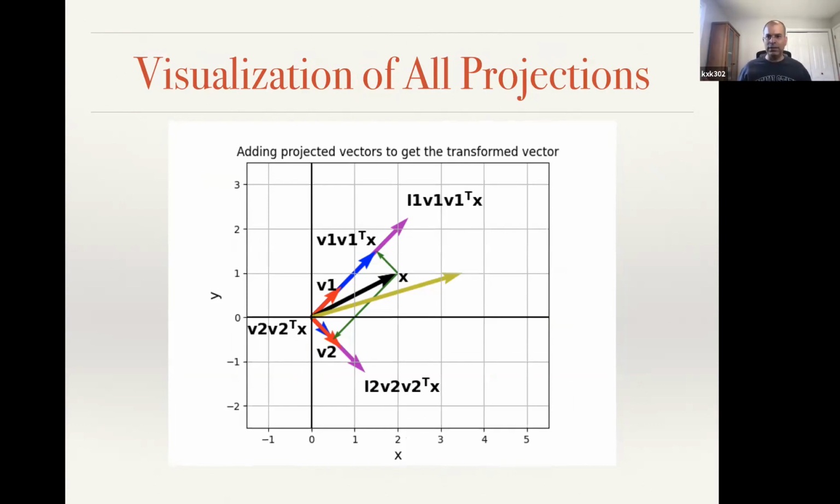So that's what a symmetric matrix does. A symmetric matrix of n by n has n eigenvalues and n eigenvectors. What the transformation does is it projects that input vector X onto those eigenvectors V1 and V2, and then it scales them by lambda 1 and lambda 2, and we get 2 vectors. We add them up, we get the yellow vector, which is the result of the transformation.